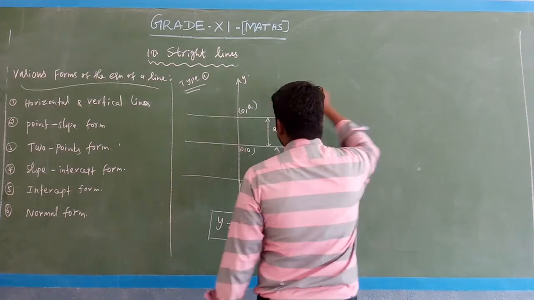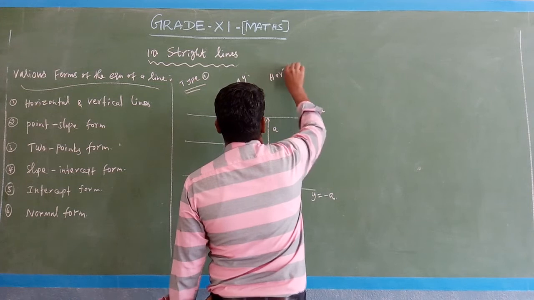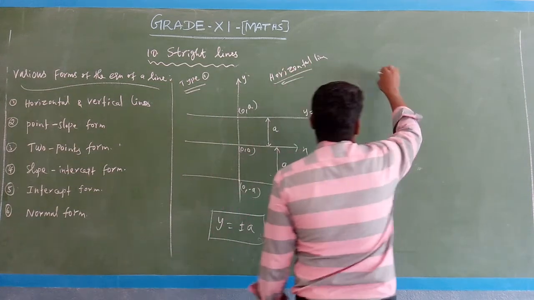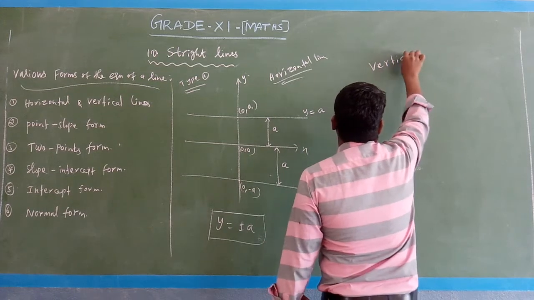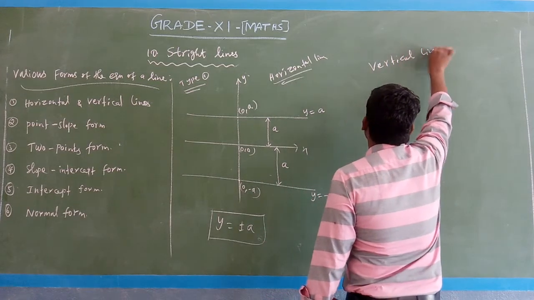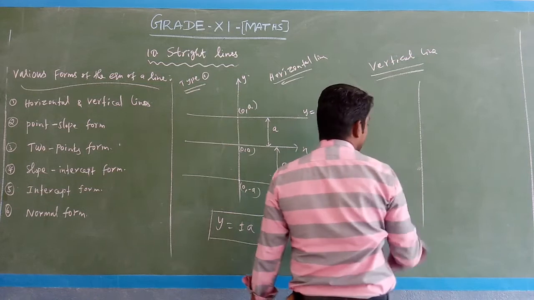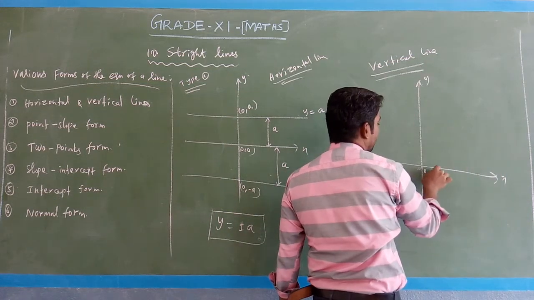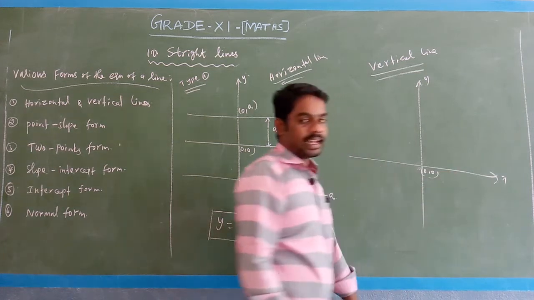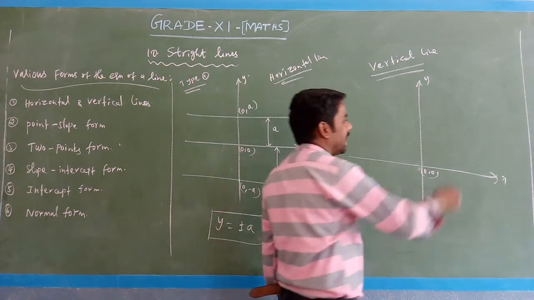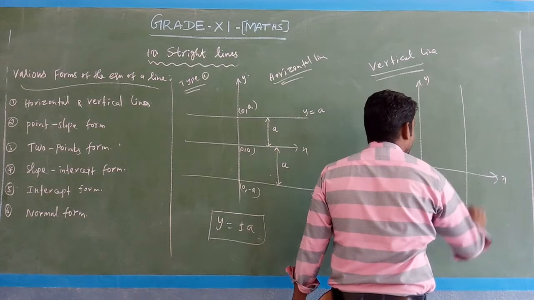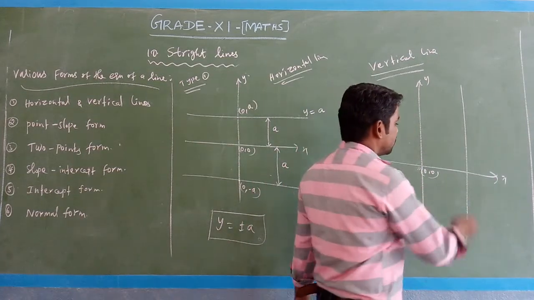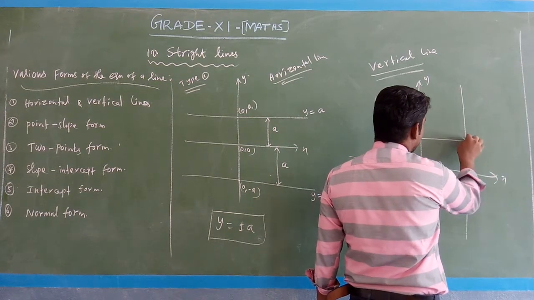This is the horizontal line. And second one, the vertical line. Another one, vertical line. So let us consider the xy plane. This is x, this is y, this is 0 comma 0. A vertical line is a line perpendicular to the x-axis. This is a vertical line. So here is the distance.